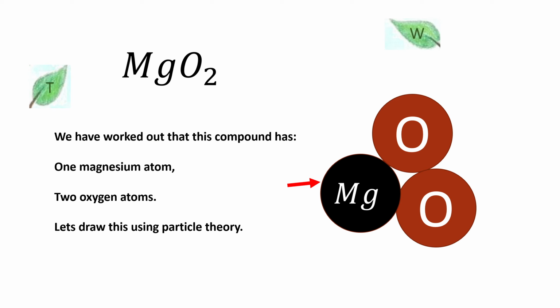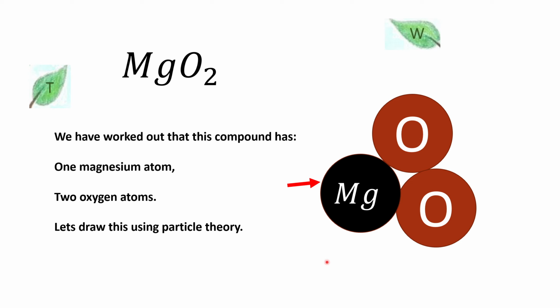Here is a visual representation of magnesium oxide. Before, we worked out that we had 1 magnesium atom and 2 oxygen atoms. Because magnesium doesn't have a number, it has 1 atom, and here we've got 2 oxygen atoms, and this is what that molecule would look like. You'd have 1 magnesium attached to 2 oxygens.